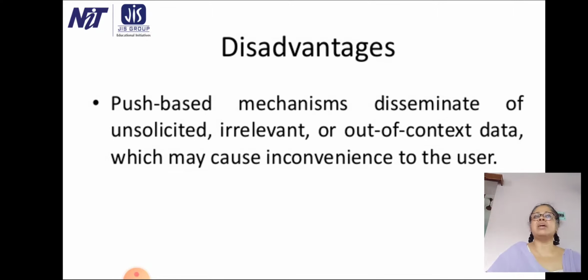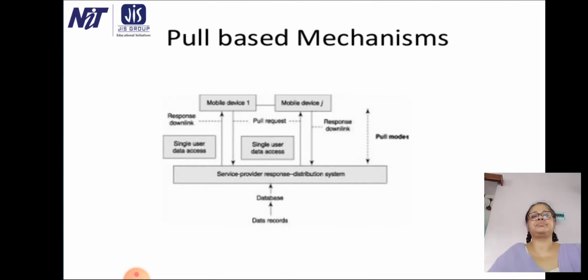So we can summarize: the server pushes data records from a set of distributed computing systems at intervals. The server is not interrupted frequently by requests from mobile devices. Dissemination of unsolicited, irrelevant and out of context data. Pull-based mechanism.